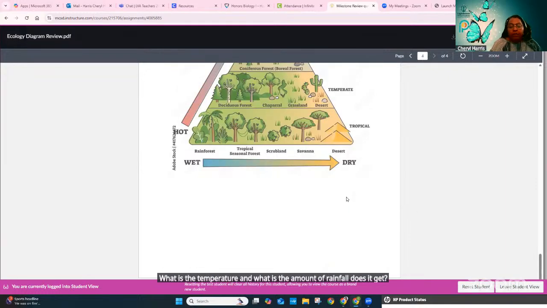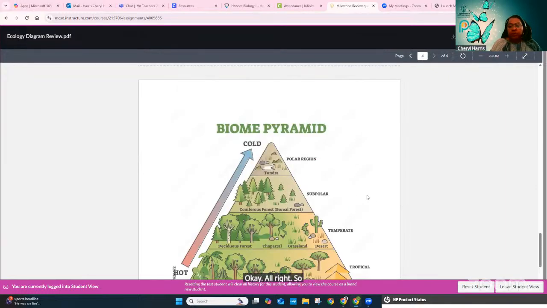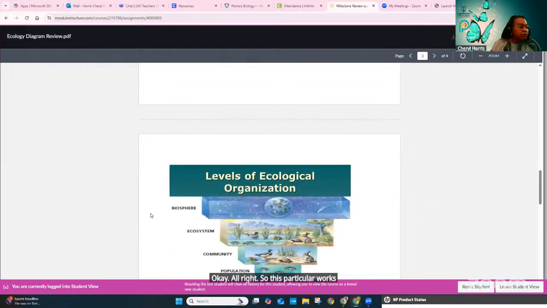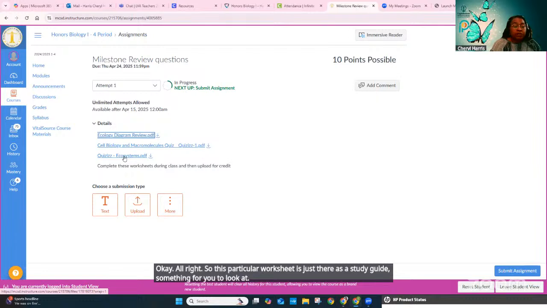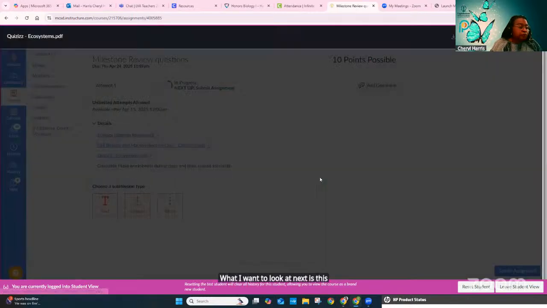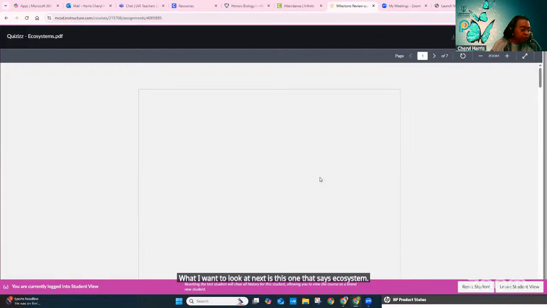Okay. All right. So this particular worksheet is just there as a study guide, something for you to look at. What I want to look at next is this one that says ecosystem. This is actually a quiz, but we are going to go through the answers. I'm giving you the answers.